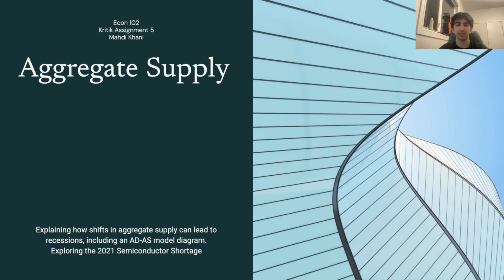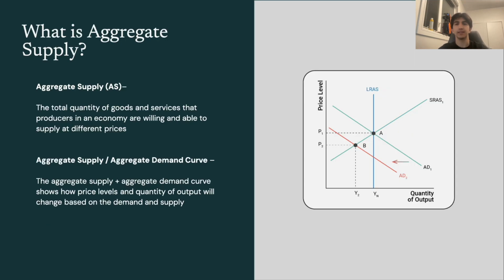To begin with, I will explain how shifts in aggregate supply can lead to recessions, including an AD/AS model diagram, and then we'll be going over the 2020 semiconductor shortage as a case study to learn more about aggregate supply shocks. So let's begin. First of all, what is aggregate supply?